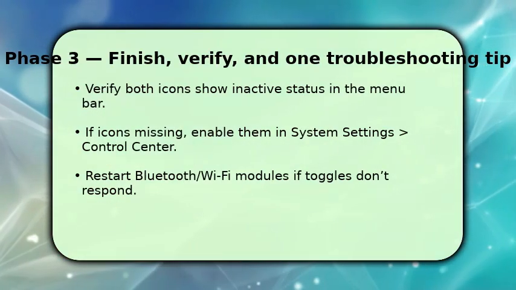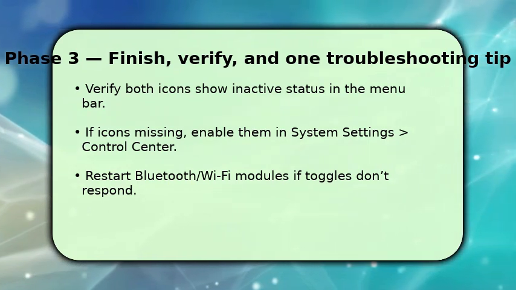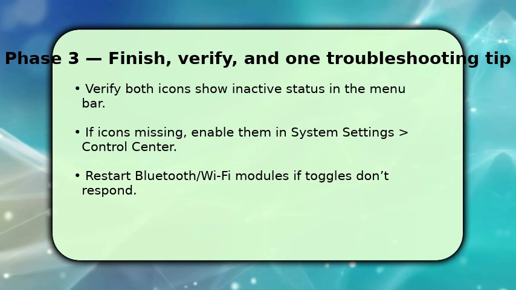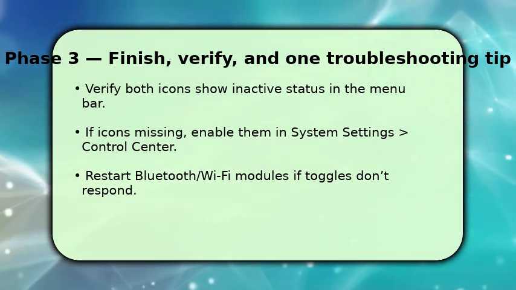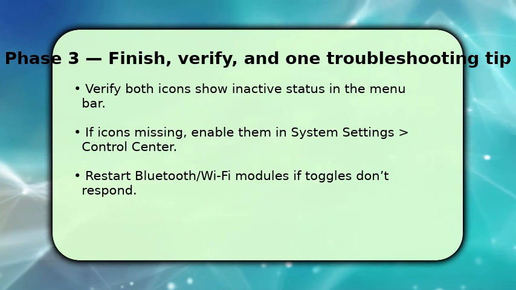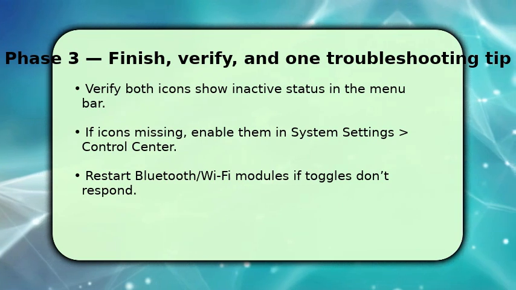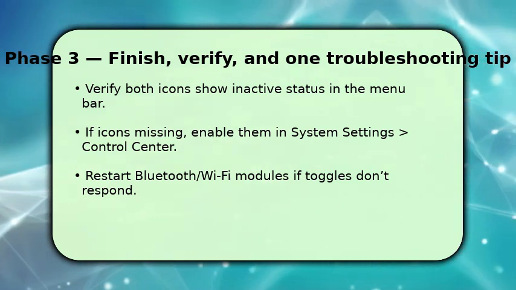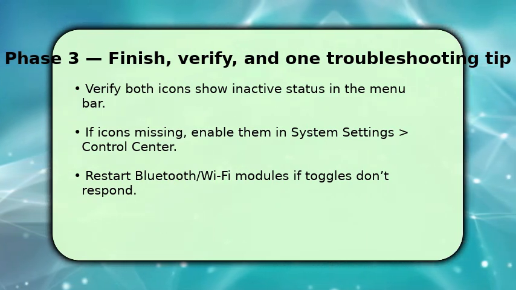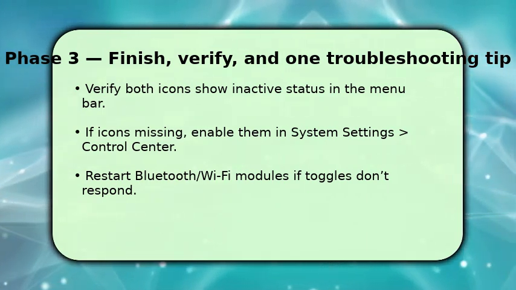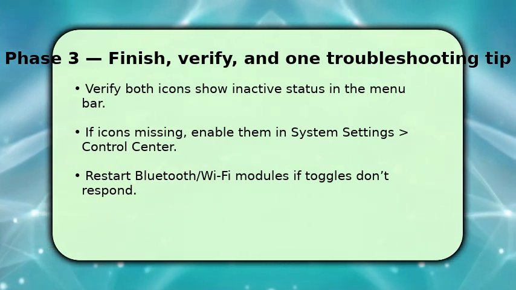Finish by confirming radio status. Look at the menu bar and ensure Wi-Fi and Bluetooth icons show as off. No glowing icons, no connected device names. If an icon is missing, open System Settings, Control Center, and enable Show in Menu Bar, then toggle again. If a toggle doesn't respond, restart the Mac or run Bluetooth and network service resets in Terminal. Make sure to save work first. That single troubleshooting tip, re-enable the icons in settings, fixes most problems quickly.